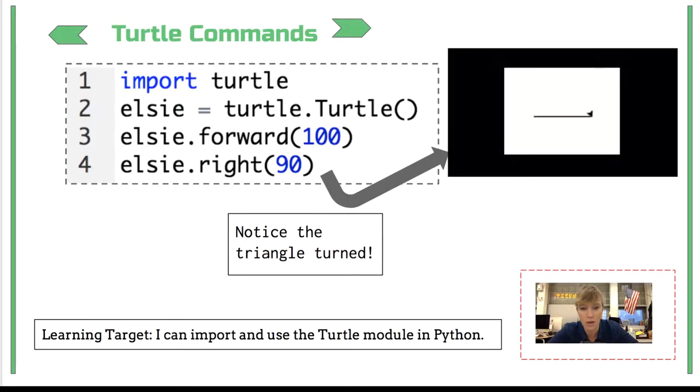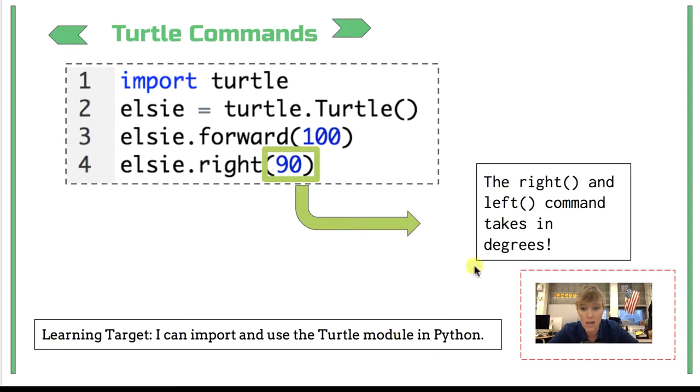Okay, now that you've drawn that line, let's go over the turning commands. So I've added this command here of Elsie.right(90). And you'll notice in the GIF here that it goes forward and it turns the arrowhead 90 degrees. Now, if after that, on line 5, I asked it to move forward again, it would draw a line that's perpendicular to the first line, because the two lines would be creating 90-degree angles. You can put any angle measurement here that you would like.